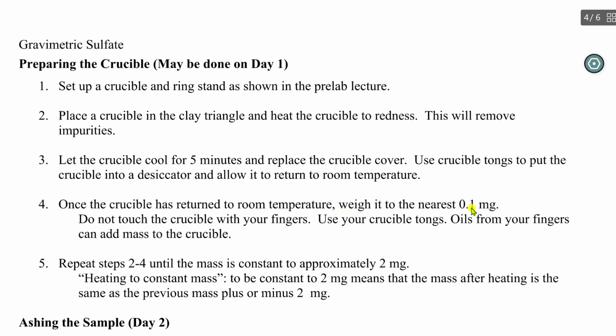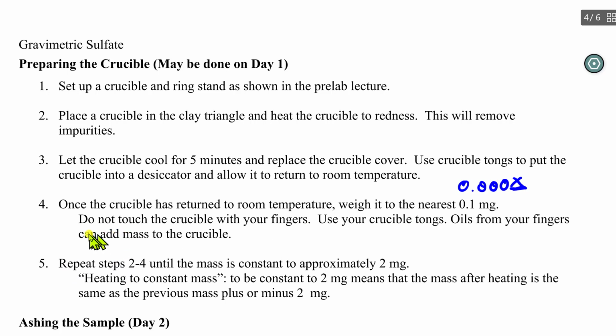So on our balances, that's 0.000, and it's this digit here. Record whatever, all the way down to that digit. And try not to touch the crucibles with your fingers. Use the crucible tongs. Even having those gloves on, they pick up a lot of residue, and that residue will add a significant amount of mass to that crucible.